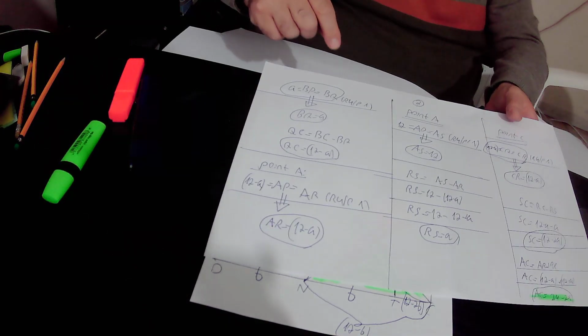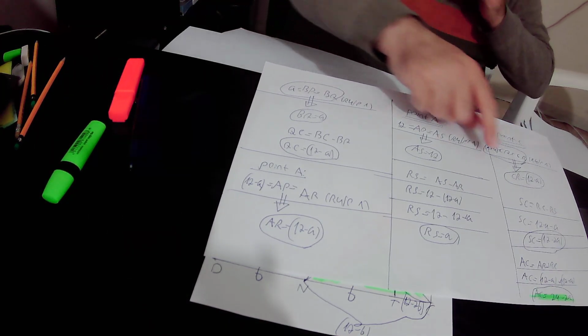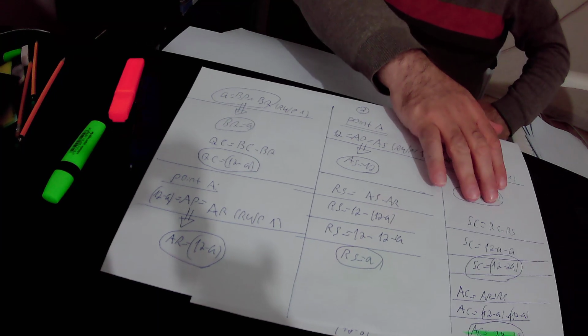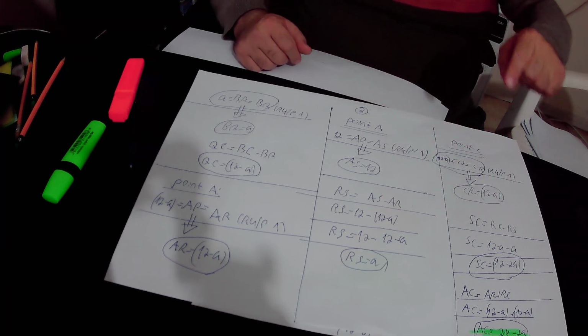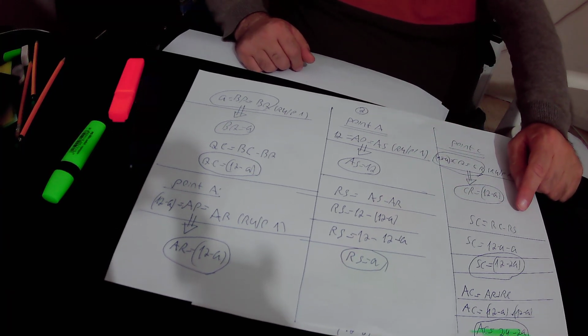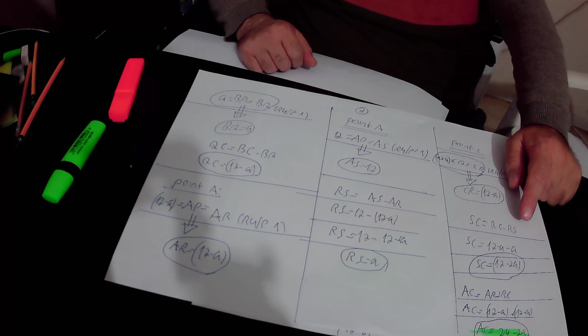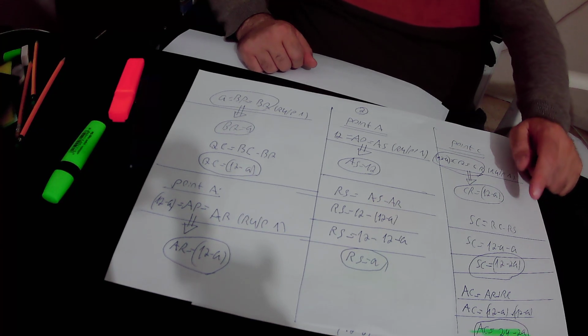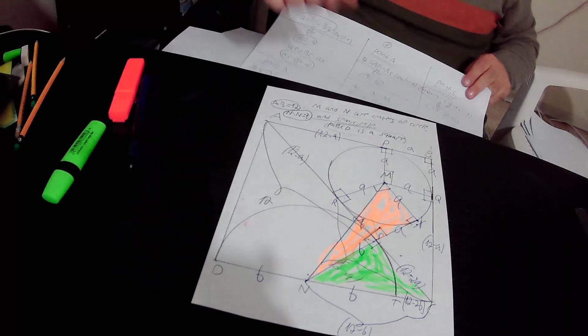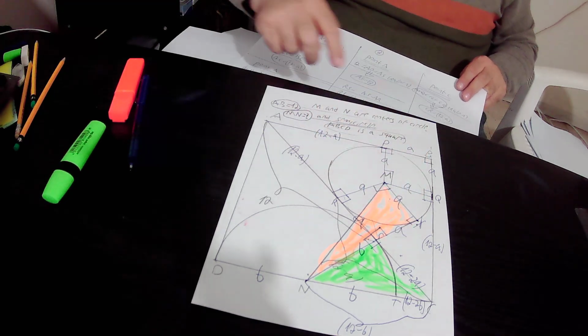Okay, here SC will be equal to RC minus RS. RC equals 12 minus A, RS equals A, so SC will be equal to 12 minus A minus A. 12 minus A minus A is 12 minus 2A. So in conclusion, we found out that line segment SC equals 12 minus 2A.